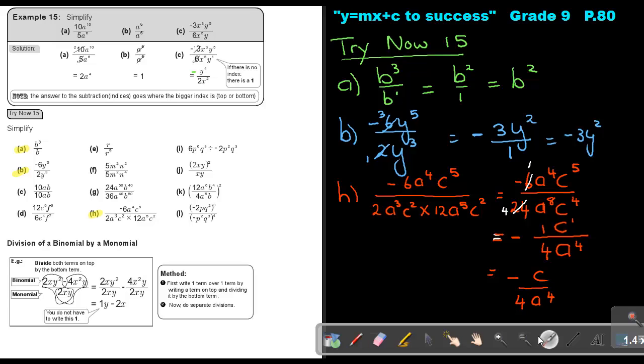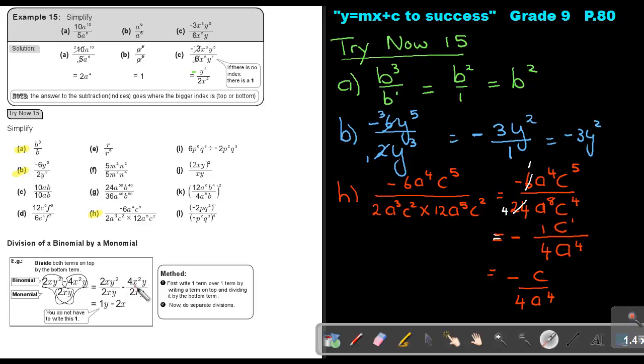Okay. Let's just see if it's division of a binomial by a monomial. So that means there can be more than one term on top, but just one term at the bottom. Now what I do is I break it up. I take that first term on top and I write it over the bottom term. And then I take the second term on top, and I write it over the bottom. So I break it up.